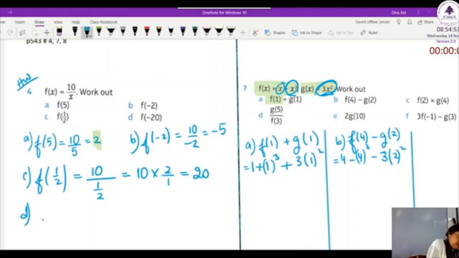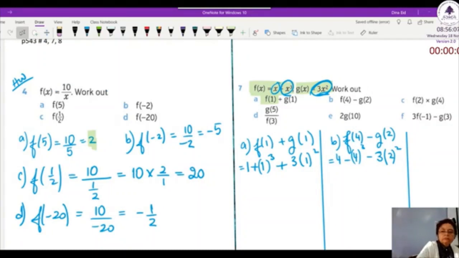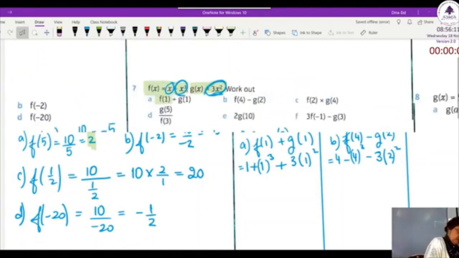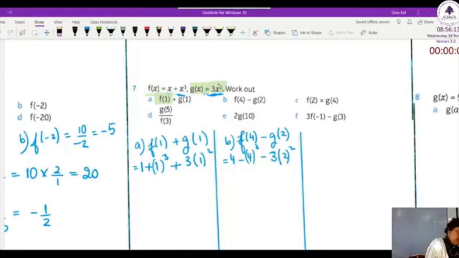And d, f of minus 20 is equal to 10 over minus 20, which is equal to minus half. We continue. So number 7, this is the given. We're doing C, f of 2.